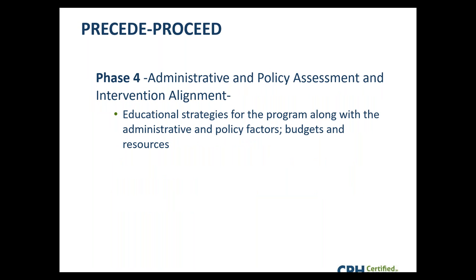So phase four is administrative and policy assessment, and in a new version of Precede Proceed, he's also added intervention alignment. These are the educational strategies you'll develop that will align with your population and your group. But really important in this phase is you have to determine what administrative issues are at play for your program, what policies are in play, and your budgets. Your budgets are really critical here, and your resources. And so this is a really, really important phase because this is where you plan out how much money, what resources you may need, and is administration going to be favorable to this program? Are the policies in place? And the more aligned you are with the administrative and policy factors, the better.